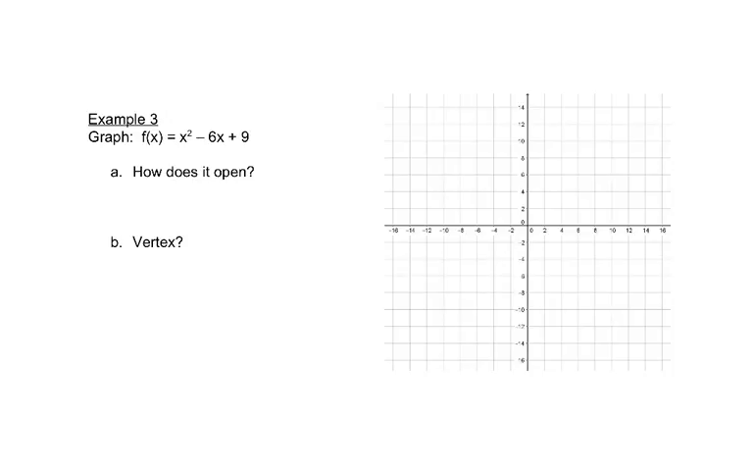So let's practice this again. Here we know that A is 1, B is -6, and C is 9. So how does it open? Well, A is positive, so that means it opens up.